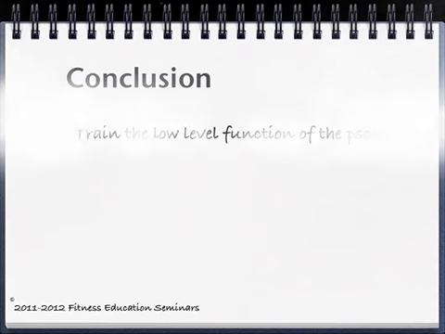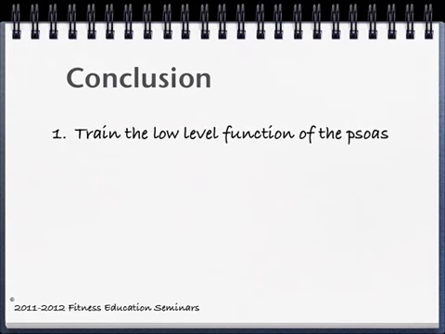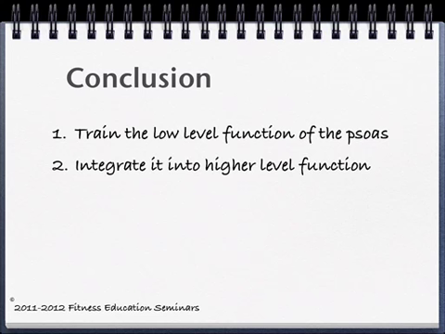So conclusion. Train the low-level function of the psoas. In order to get the psoas to truly function, you have to be able to turn off the rectus femoris, adductors, and tensor fasciae lata. You have to teach the client how to use their psoas without activating all the additional muscles. And then you have to teach them how to incorporate it into higher level patterns. So now that they know how to breathe and activate and use that psoas, now teach them how to use it in higher level patterns. Most clients have no problem using their hip flexors as a unit, but they do have trouble using the psoas along with their deep core stabilizers in higher level patterns, especially as they need more endurance and or strength.